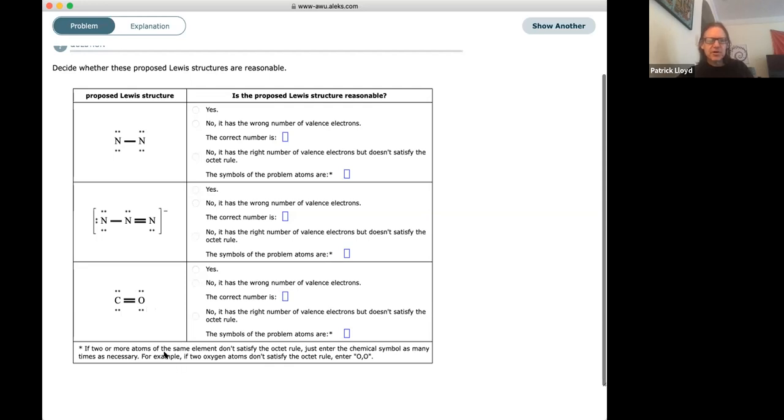Okay. Oh, actually, it says it. For example, if two oxygens don't satisfy it, you enter O, comma O. All right. It's more than one. Okay. All right. Good. Let's take a look at a different one.